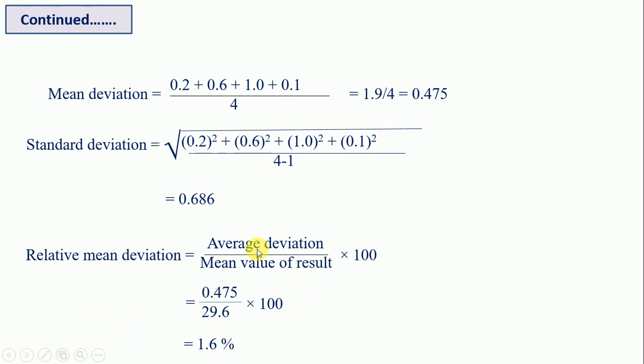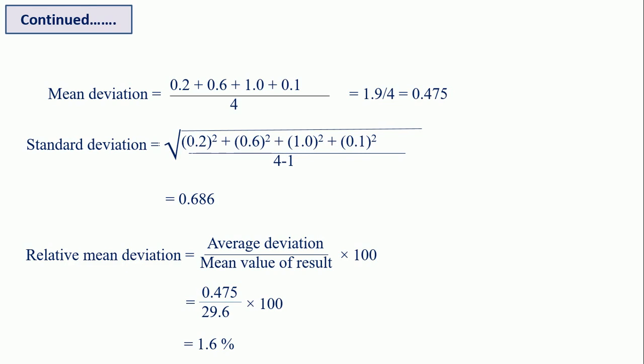So in this way we can calculate the deviation first, then mean deviation, then standard deviation, and relative mean deviation. So if the individual values are given, then calculate the average value, and after calculating the average value, calculate the deviation, then calculate mean deviation, then standard deviation, and finally by using average deviation and mean value we can calculate the relative mean deviation. So this is the first problem.